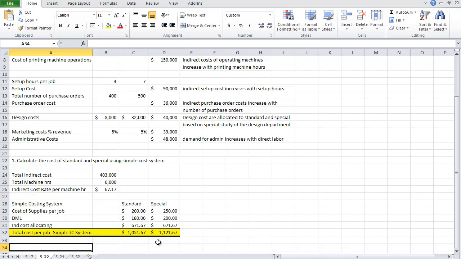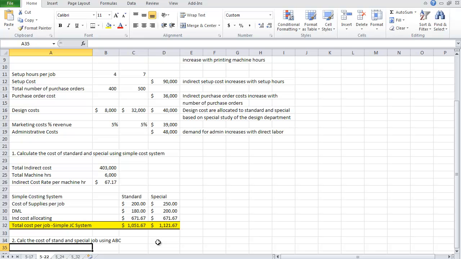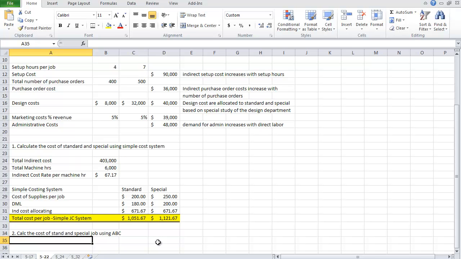Moving along, we know that the simple system probably is not the most accurate way to reflect things, so we are going to move on to step number 2 in the book, which says to calculate the costs of a standard and special job using activity-based costing. So in order for us to do that, we need to lay this problem out a little differently. So let's start with that.